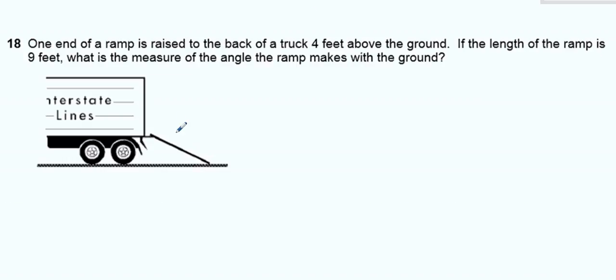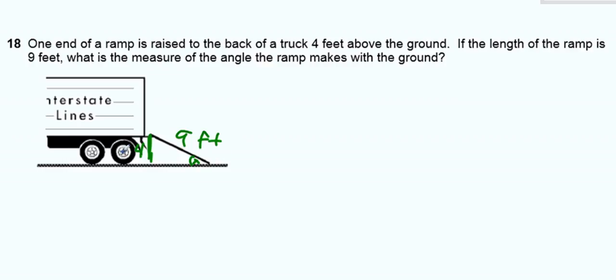The end of one ramp is raised to the back of a truck that is 4 feet above the ground. So this is 4 feet. The length of the ramp is 9 feet. What is the measure of the angle the ramp makes with the ground? So what's the angle right there?